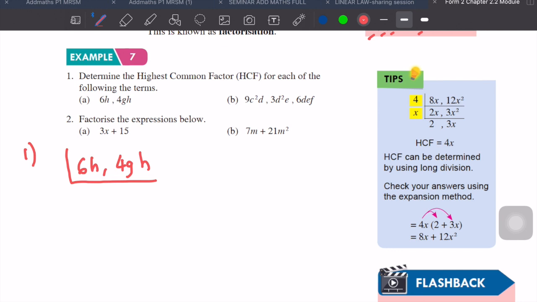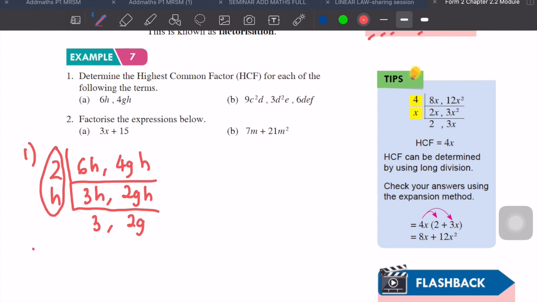Okay, buat macam ni. So, first sekali, apa nombor yang kita boleh darab? Apa yang nombor yang kita boleh bahagikan ni? Okay, nak mudah kita pakai prime factors. Okay, so we start with 2. Okay, so 6H divided by 2 is 3H. 4GH divided by 2 is 2GH. Okay, then what else can we divide? Okay, both term dia ada H kan? So kita divide by H. So 3H divided by H is 3. 2GH divided by H is 2G. Okay, so this part is your HCF. So HCF is equals to 2H.